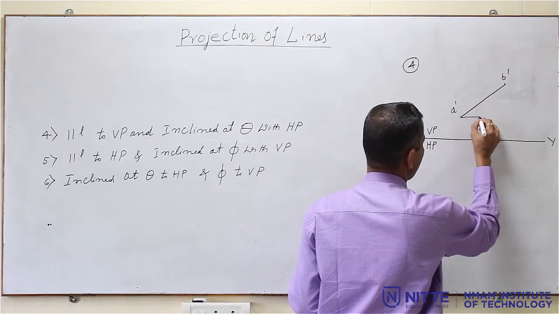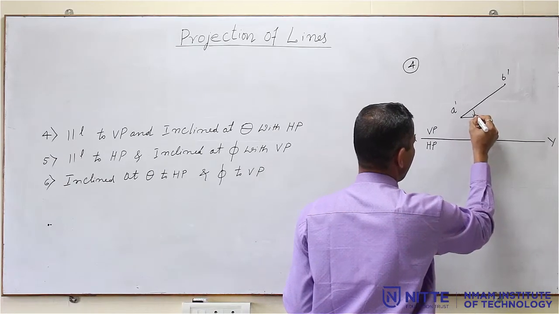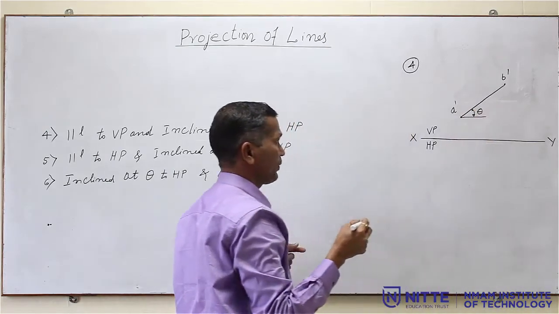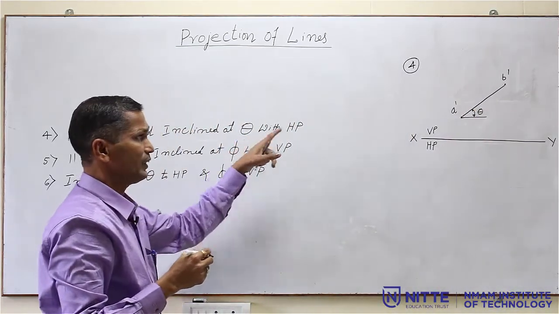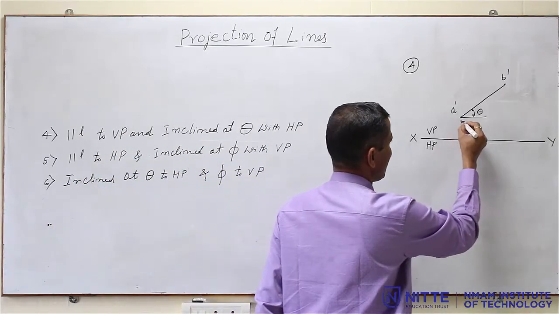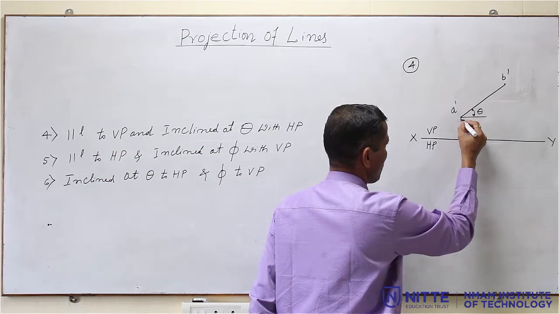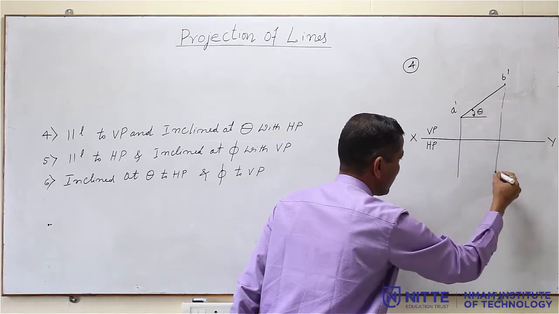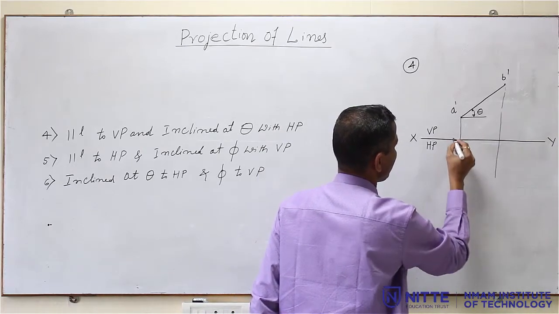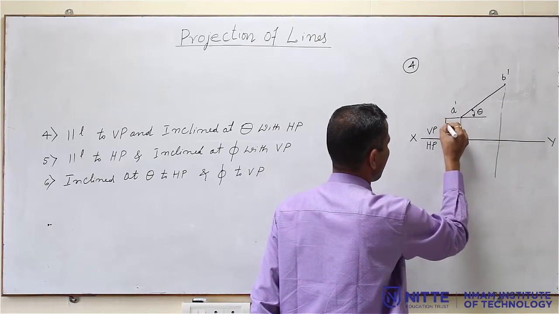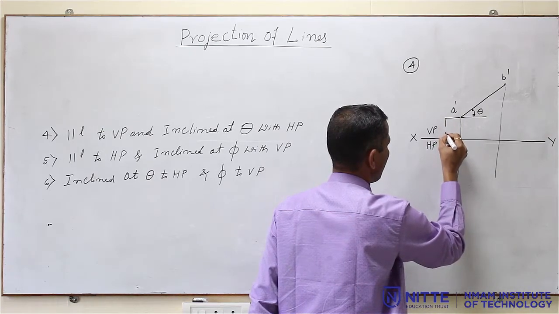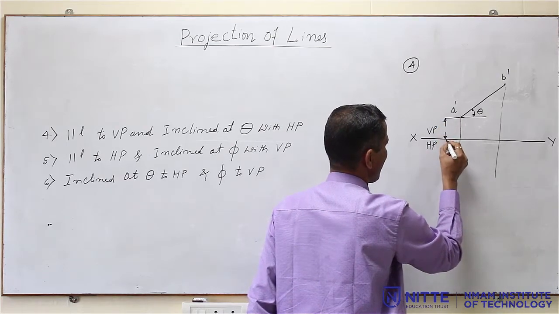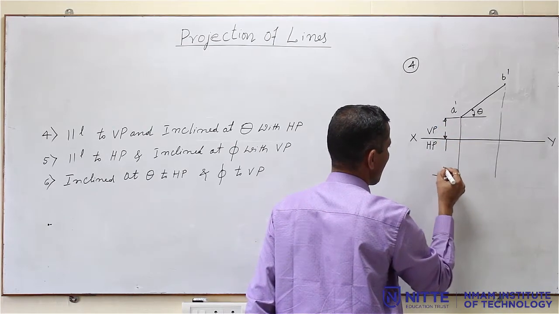And what is this angle? This angle is theta with respect to the horizontal plane. Now, what is the top view of this? Top view of this, you have to project it down, project a light line, project one more line, and in front of VP how much? Above HP this distance will be given in the problem. Similarly, in front of VP this distance will be given in the problem.